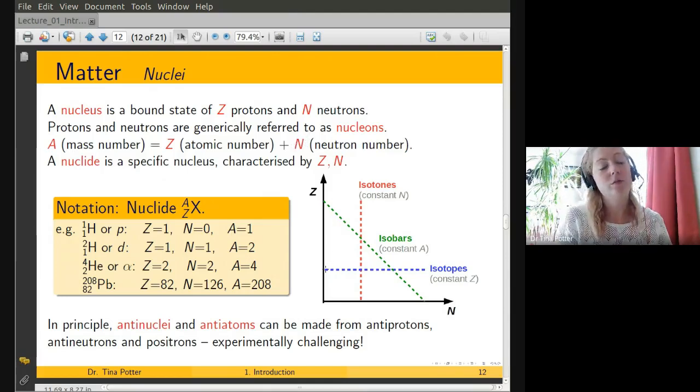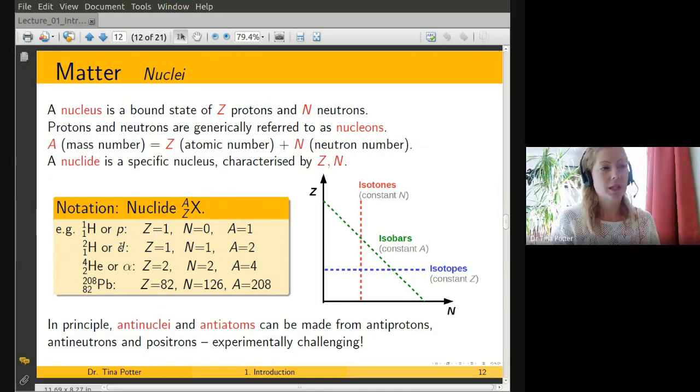You've definitely heard of isotopes before, where you have the same number of protons, but you can increase or decrease the number of neutrons, and you could have lots of stable isotopes for a particular number of protons. You could also have isotones here, just in the perpendicular direction here, where you have the same number of neutrons, but varying the number of protons. And then isobars as well, where you have a constant total number of protons and neutrons, and you can change the number of protons and neutrons respectively. And this will happen in weak decay, for example.